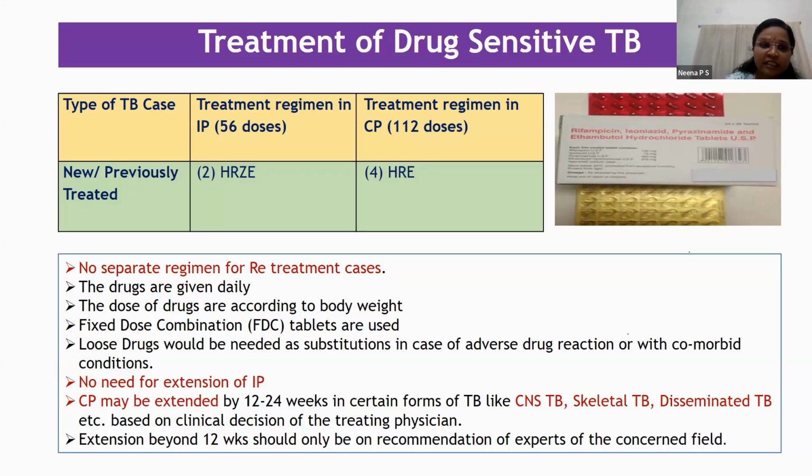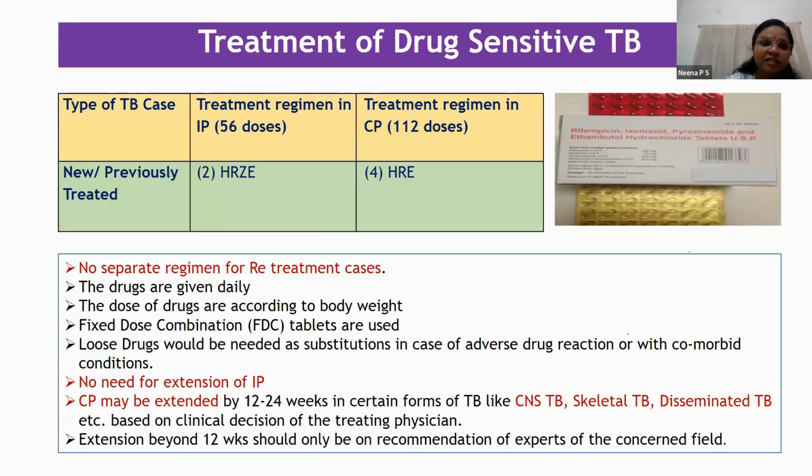So even if it is a new case or a previously treated case, the regimen will be the same. Previously, we used to treat previously treated cases with category 2, which included streptomycin also. Now, whether it is a new case or a previously treated case, we have only a single regimen. You just need to know whether he is drug sensitive or drug resistant with the help of NAT and LPA.